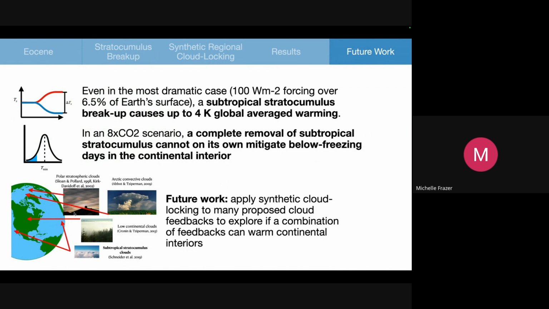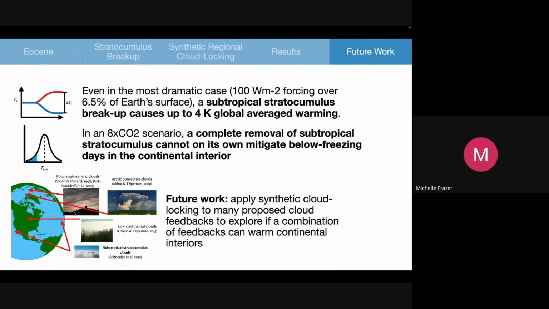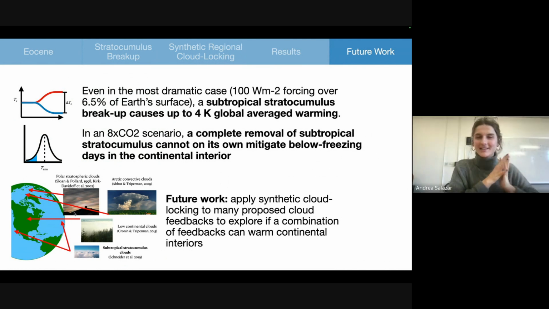Okay, so generally you're just looking at different cloud feedbacks that we know could lead to warming. I guess there's not really any evidence in the Eocene of what is going on in the clouds. Yeah, exactly. These are theorized cloud feedbacks that might be relevant. Right. Yeah, exactly.